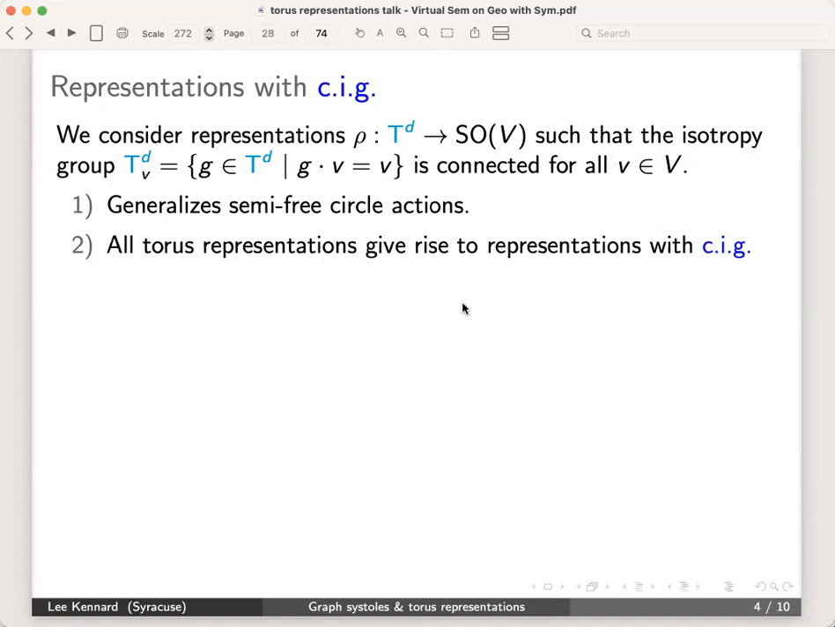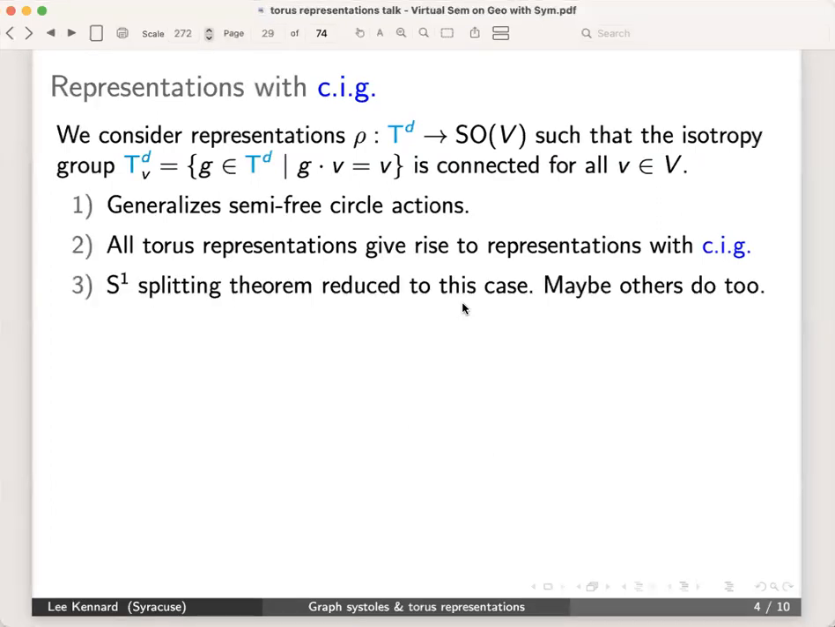These sorts of representations always arise. So for a general torus representation, you can do what I did on the previous slide, and you can get a torus representation with connected isotropy groups. So somehow they're always present. And maybe most compelling is that it might help you prove theorems.